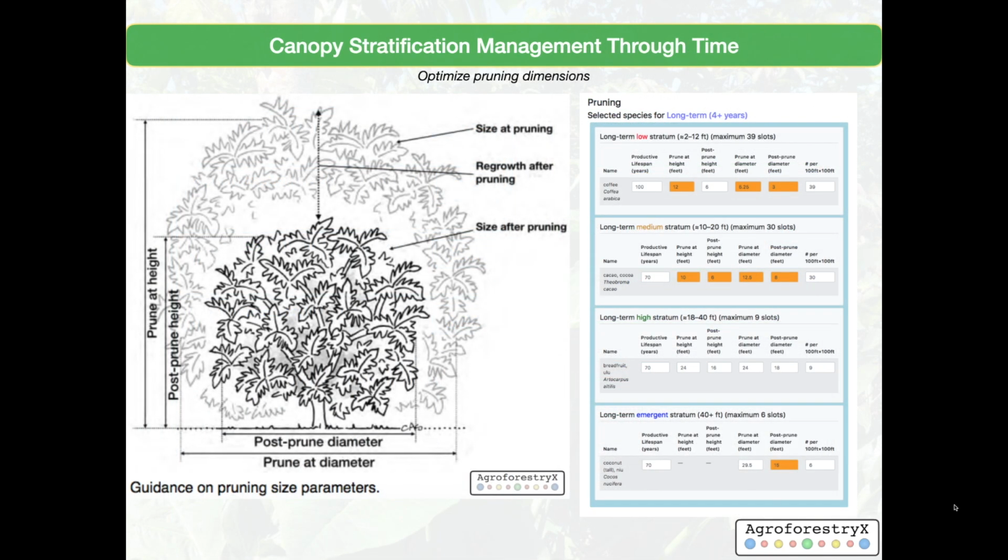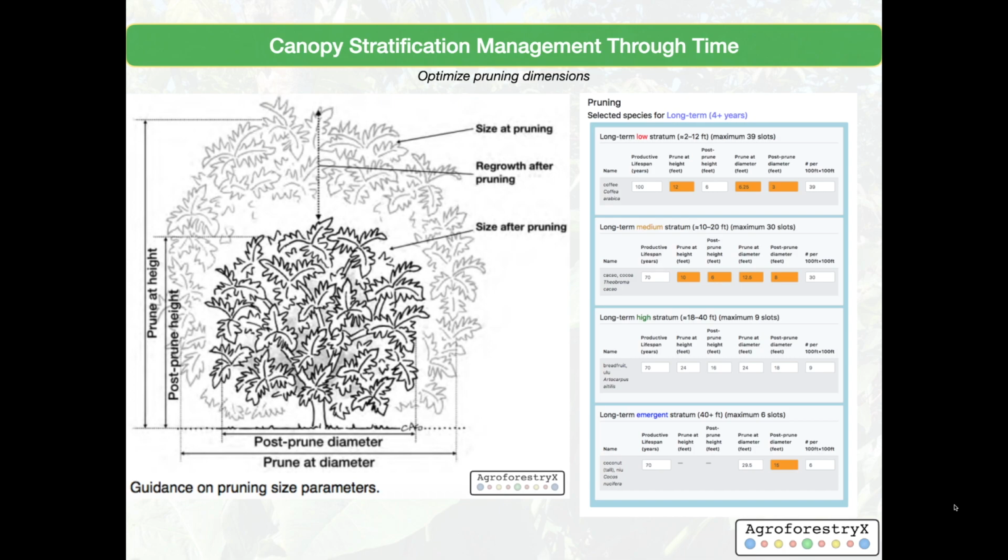Central to the AgroforestryX design tool is canopy stratification management through time. This is achieved by scheduled pruning. Pruning is significant because it drives the engine of biological activity, fueling productivity in agroforestry systems. It also recycles nutrition by liberating carbon from the above-ground parts of the tree and returning it to the soil where it is digested and assimilated.